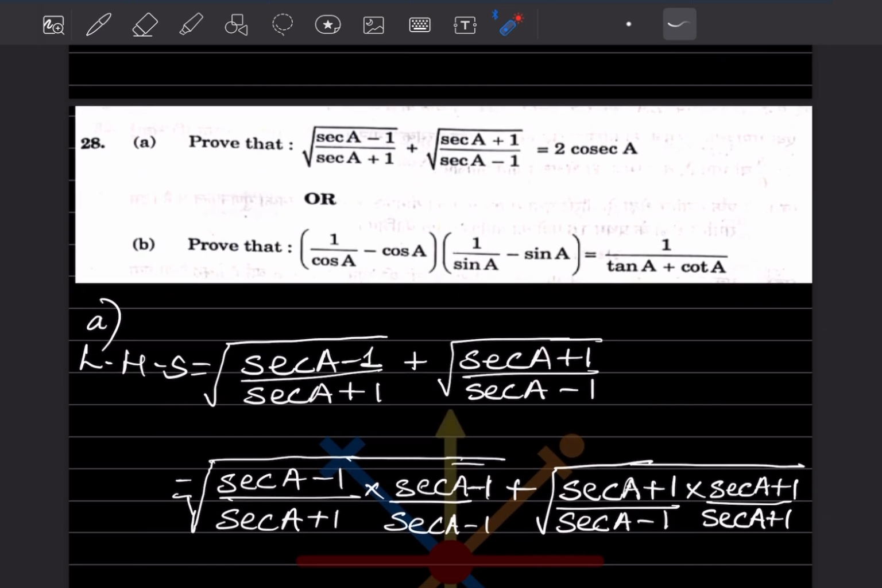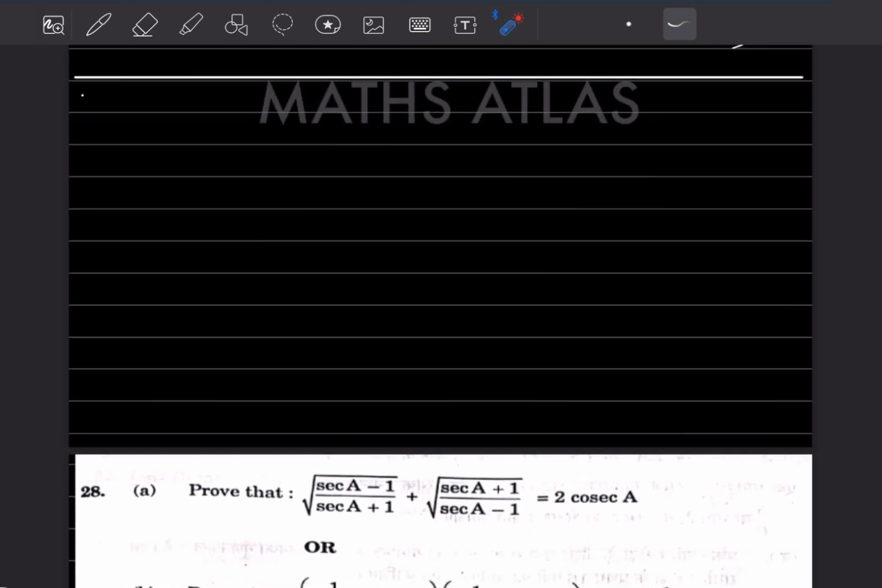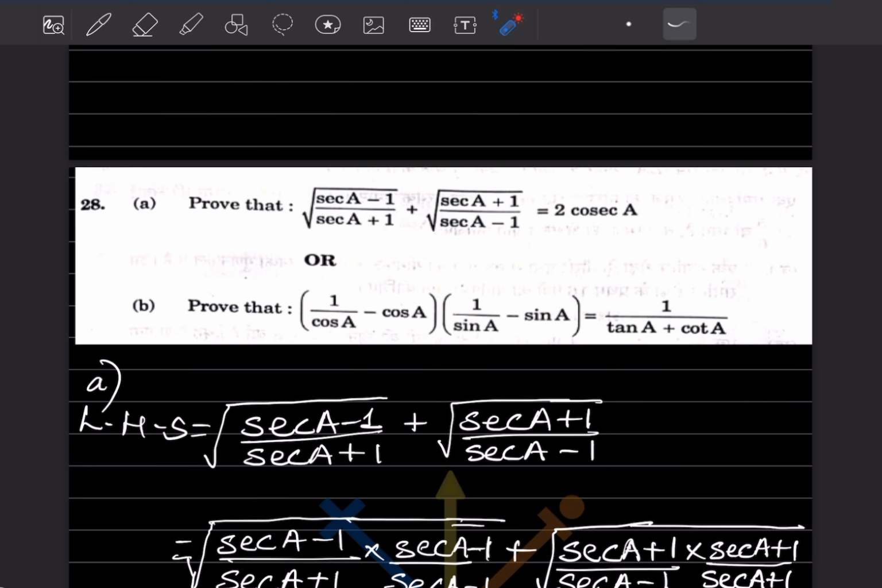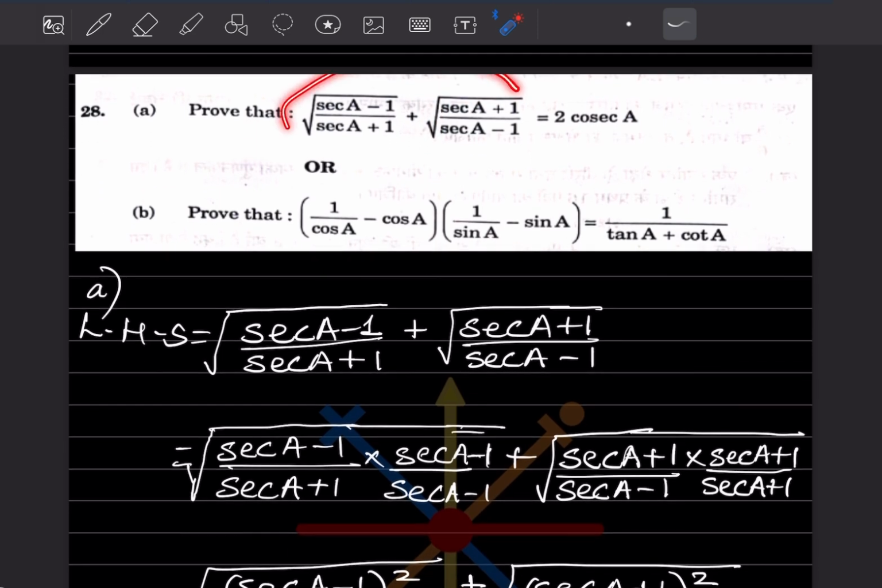Now here you have to prove that the square root of (sec a minus 1) divided by (sec a plus 1), plus the square root of (sec a plus 1) divided by (sec a minus 1), is equal to 2 cosec a. So now this is the left hand side and this is the right hand side. So let us start with the left hand side.